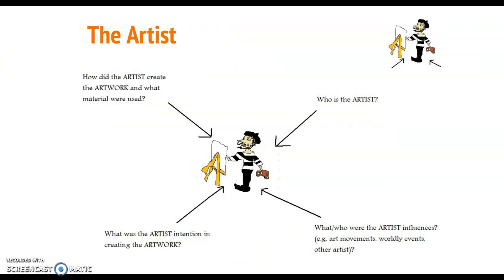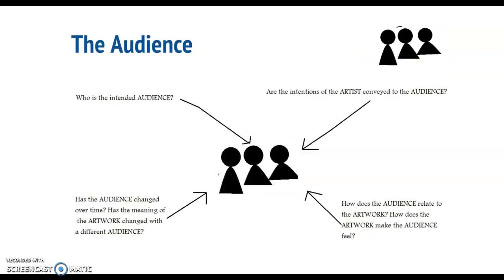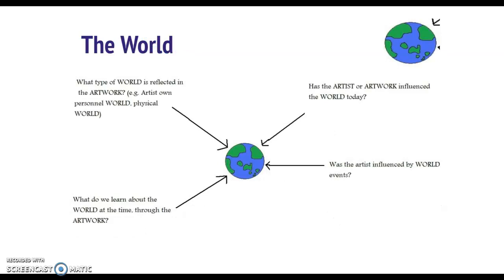So you can have a little read through this yourself. Artist, who are they influenced by? What's their purpose or their intention? When considering the artwork, we can look at what signs and symbols. What's it made out of? How are the elements and principles used in the artwork? The audience. Who is the audience? Have they changed over time? How do they relate to the artwork? And is the intention of the artist conveyed to the audience? And the world? What type of world is reflected? Was the artist influenced by the world? And how do we learn about the world at the time?